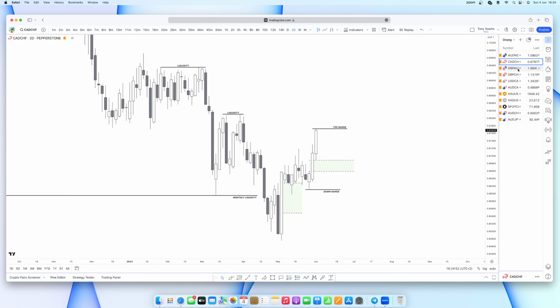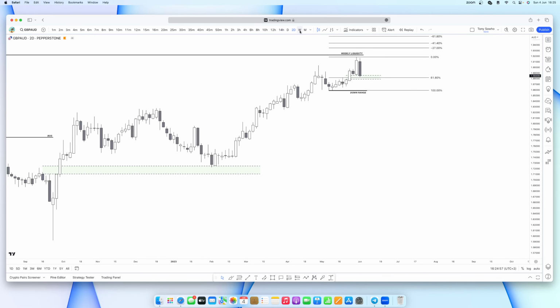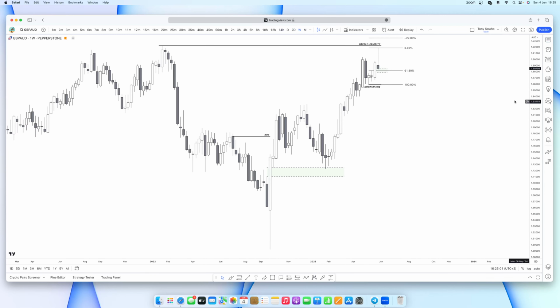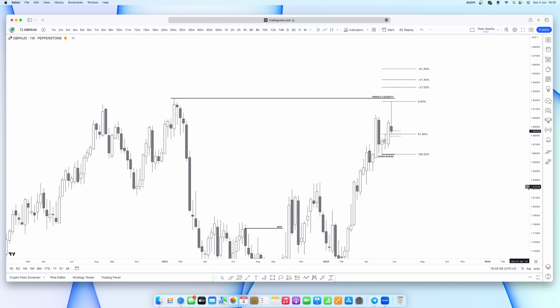And then GBP AUD. GBP AUD, amazing. Okay, I'm going to say it's amazing because we have this weekly liquidity to the upside. So yes, remember we go to the higher time frame to spot the liquidity. And why are you spotting the liquidity? Why are you going to the higher time frame to spot this liquidity?